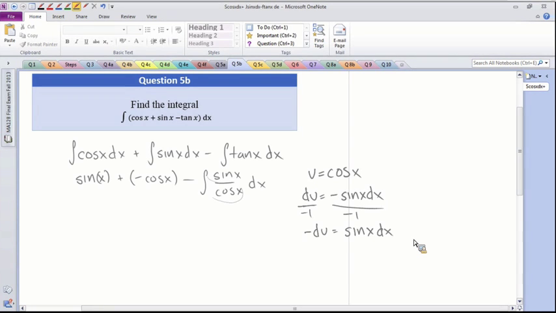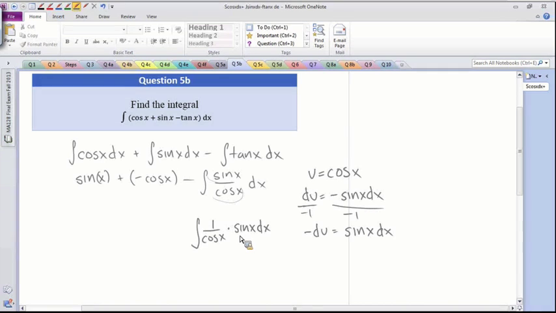So you want a positive sine x dx because you want to replace everything in that integral in terms of u and du. Now, if you'd like, I can rewrite the equation as 1 over cosine x times sine x dx. Now, I'm not doing anything different to the problem except changing it around a little bit.